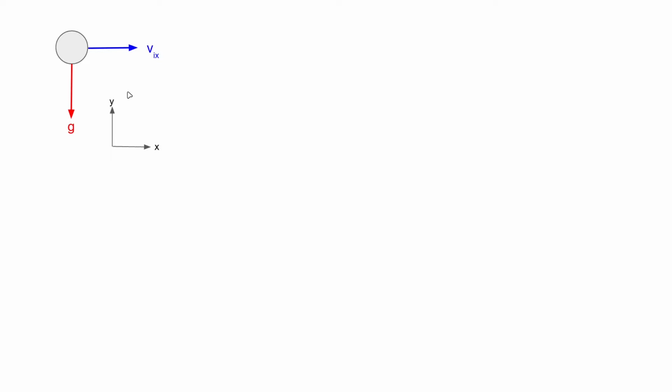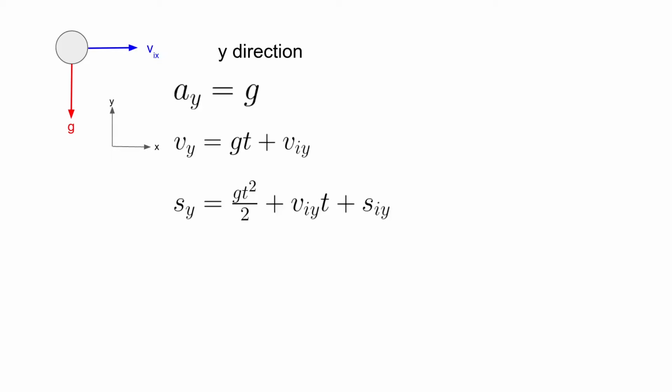So here's the free body diagram of the example we just looked at. And as you can see, just like last time, the only force in the y direction is the acceleration of gravity. So as you might imagine, in the y direction, all the equations of motion are exactly the same as last time. Where things change is in the x direction, where previously acceleration, velocity, and displacement were all equal to 0.